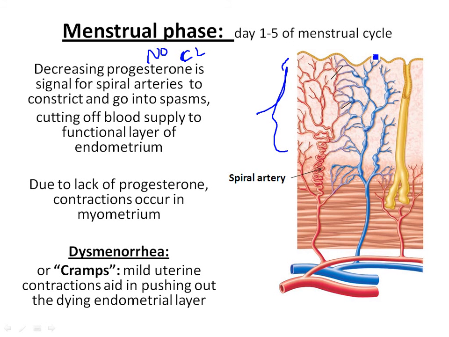So the epithelial tissue dies. Most of these parts of these glands here will die. All of the connective tissue, all of that is going to die and slough off. You're going to see the menstrual flow. You're also going to get cramps, okay? Dysmenorrhea, of course, this means painful menstruation. Some women, of course, refer to this as cramps, and these are actually mild uterine contractions that are helping push out this dead and dying tissue out of the uterus.